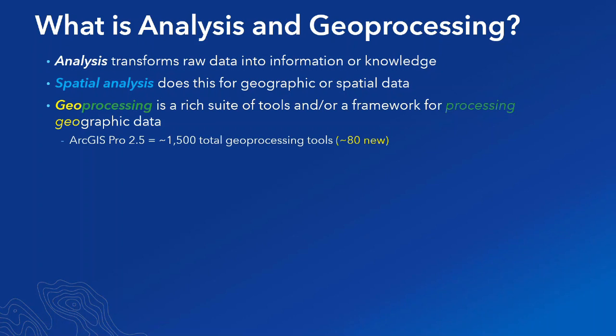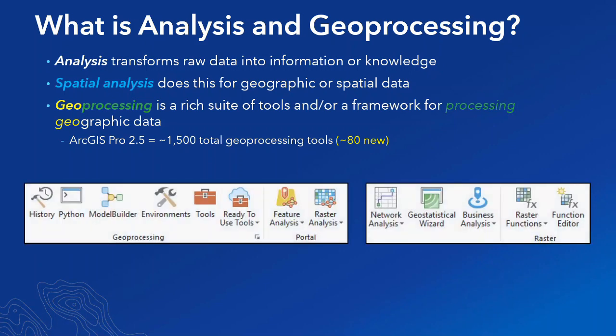At the most current version of ArcGIS Pro, which is version 2.5, there's somewhere on the order of 1,500 total geoprocessing tools. They kind of fall into three categories: data management, data conversion, and analysis. We're going to focus mainly on the analysis ones, but at the most recent version of Pro, there's about 80 new geoprocessing tools. And analysis is achieved in ArcGIS Pro mainly using these tools. However, there are several wizard-type workflows for specific types of analysis that we'll talk about. These include network analysis, performing geostatistics, as well as business analysis.